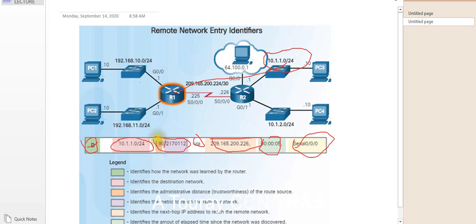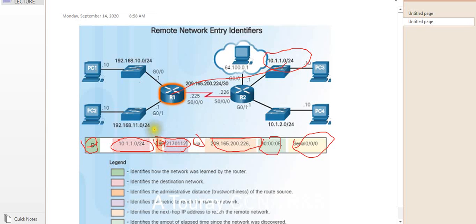So what is the administrative distance? It says the administrative distance is 90 because EIGRP's administrative distance is 90. After that we have a value here. This value underneath is the metric, or you can call it the feasible distance. We'll come to that.